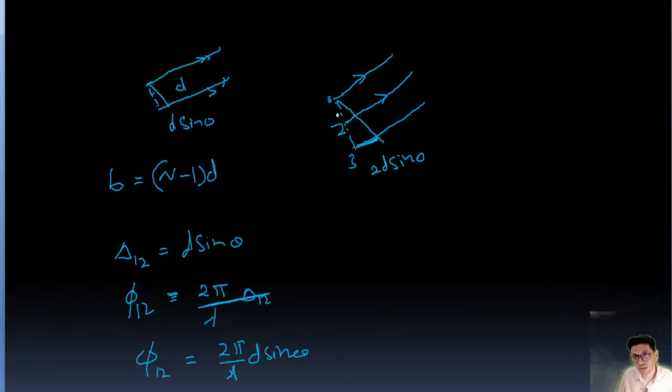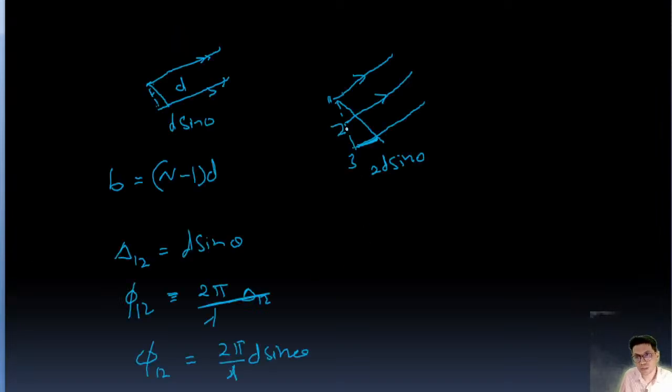Similarly, for delta 1 3, the path difference is going to be 2d sine theta, because this distance is 2d and this is theta. So similarly, the phase difference between the first wavelet and the third wavelet is going to be 2 pi by lambda 2d sine theta.